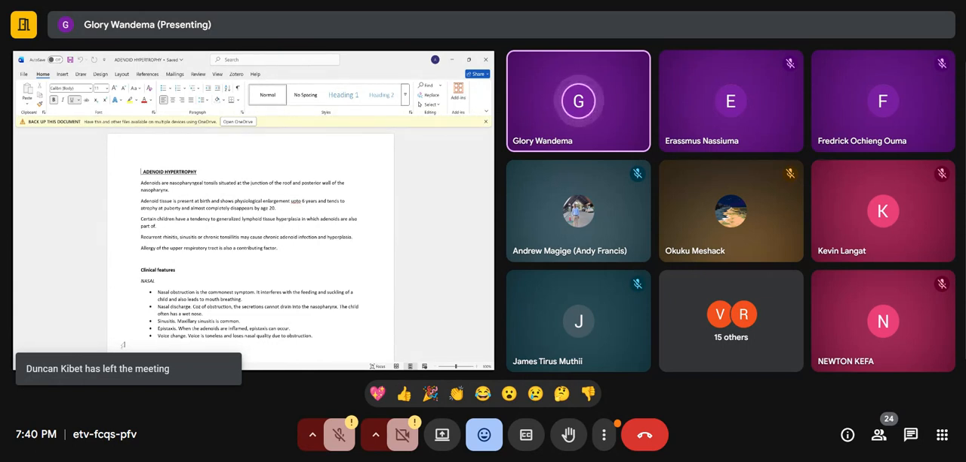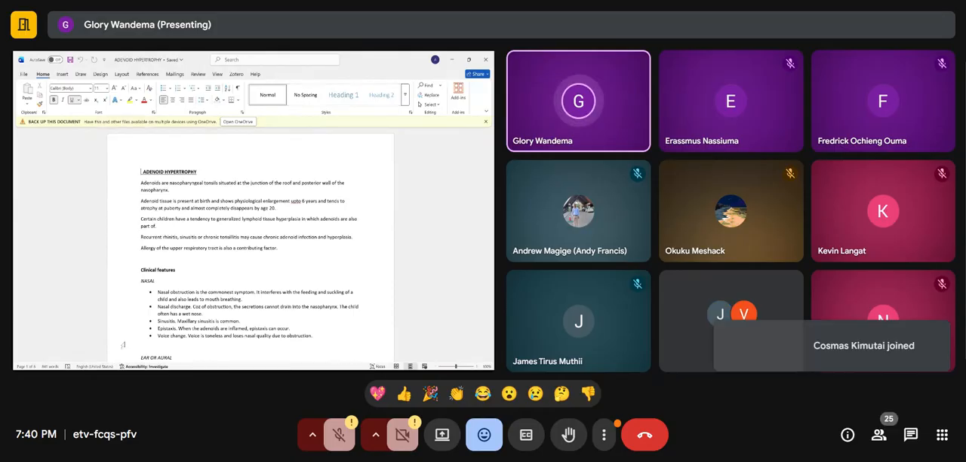So we cannot visualize adenoids when we open the mouth or through the nose unless we examine through a nasopharyngeal mirror, or we do an x-ray. That's when we can see the adenoids. Whatever we see in our nose, we say those are the turbinates, so those are not our adenoids. So the adenoids are nasopharyngeal tissues. We've said their location is at the junction of the roof and the posterior wall of the nasopharynx.